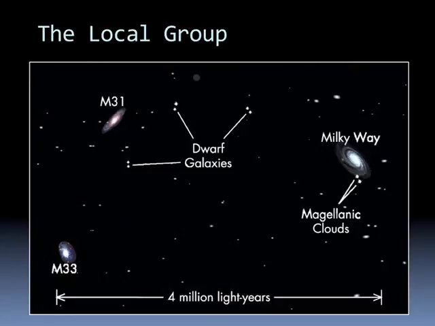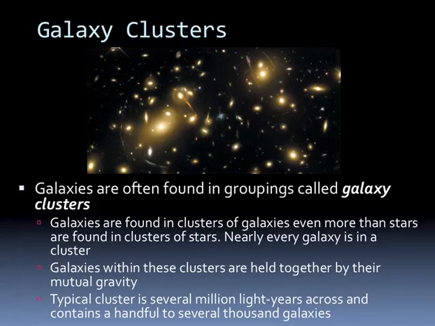So here are some pictures of M33, M31. There are some dwarf galaxies here. We have the Milky Way with the Magellanic Clouds around it. As we look out in the sky, we see that galaxies are found in these clusters. Now, galaxies within these clusters are held together by their mutual gravity. A typical cluster is several million light years across and contains a handful to several thousand galaxies.